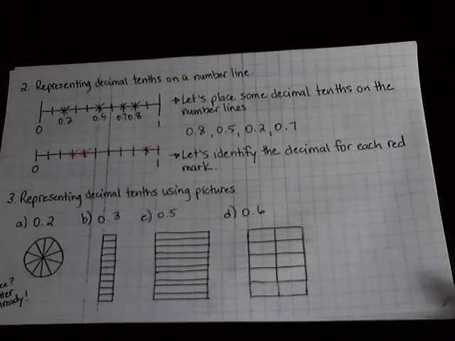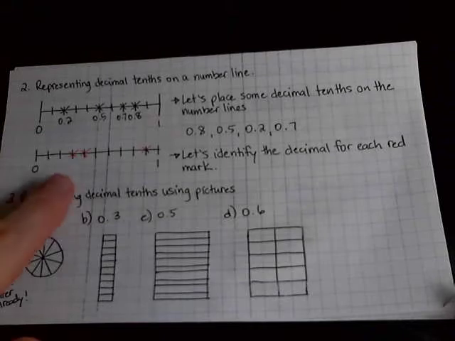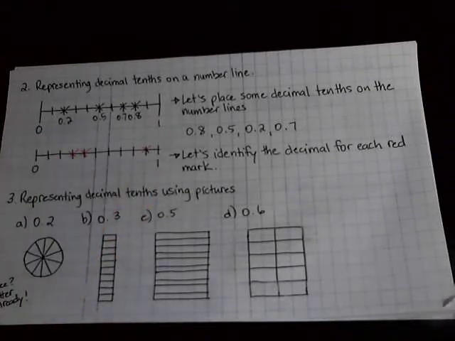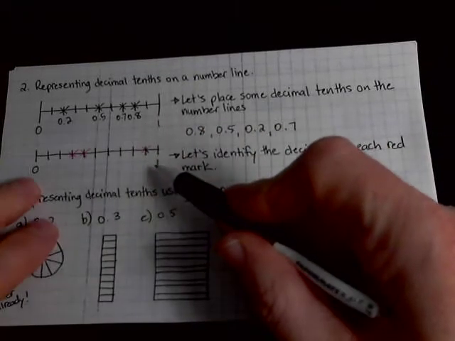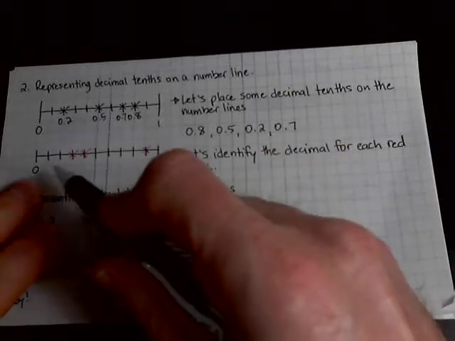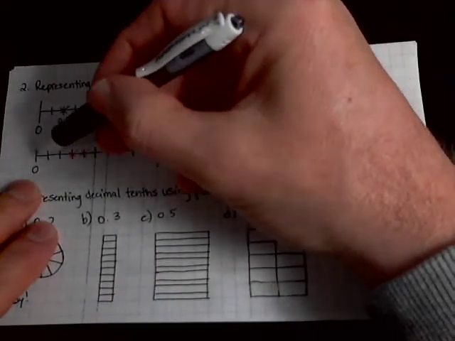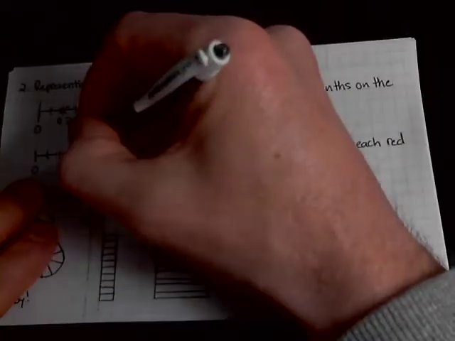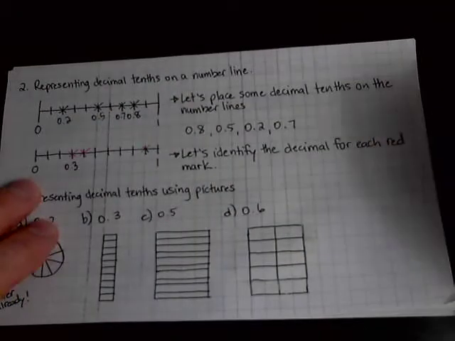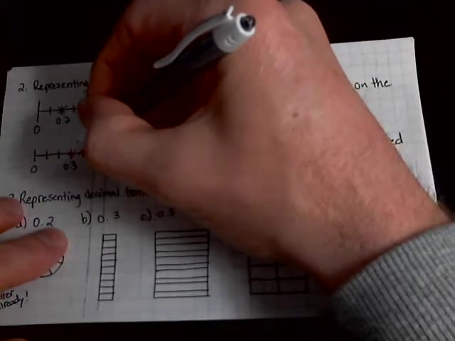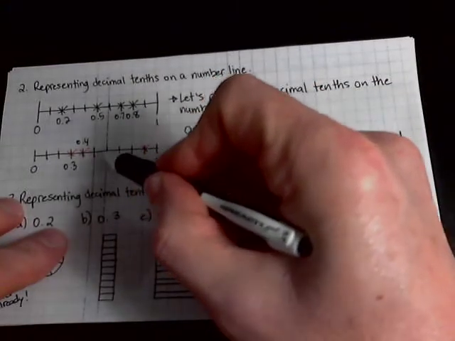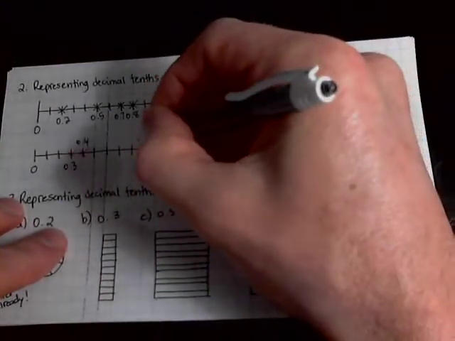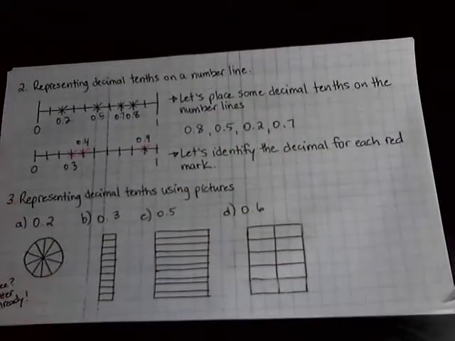Now, the opposite way is we see a number line and it's got some red marks put down. And so what we're going to do is identify the decimal for each red mark. Again, this is the same kind of number line from 0 to 1, all divvied up. If I count over 1, 2, there's 3. So I'd say that's 0.3. If I go one more over, that'd be obviously 0.4. And if I keep going from there, 5, 6, 7, 8, and then 9, so that will be 0.9.